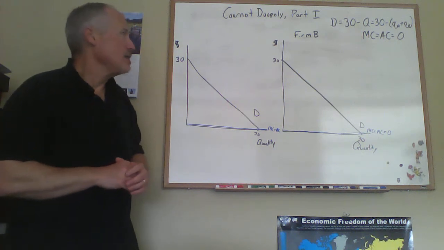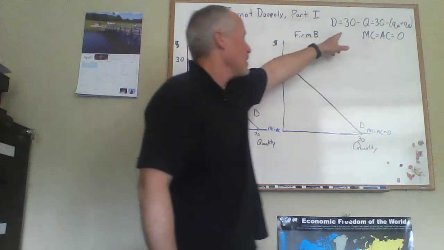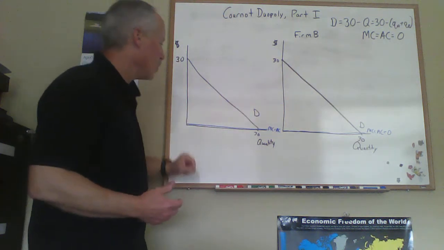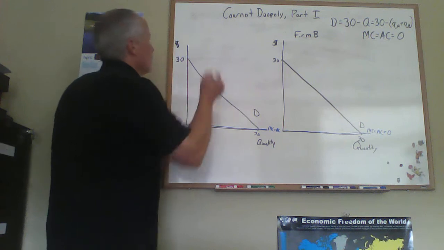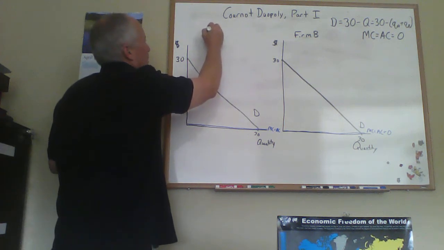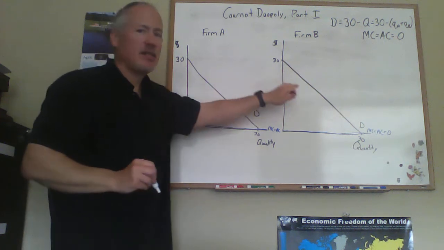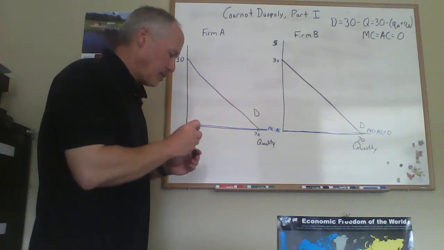So the demand curve for spring water is 30 minus Q. So we've drawn this in here on both firms' diagrams. I guess I should write here that this is firm A. They each face this same market demand curve.